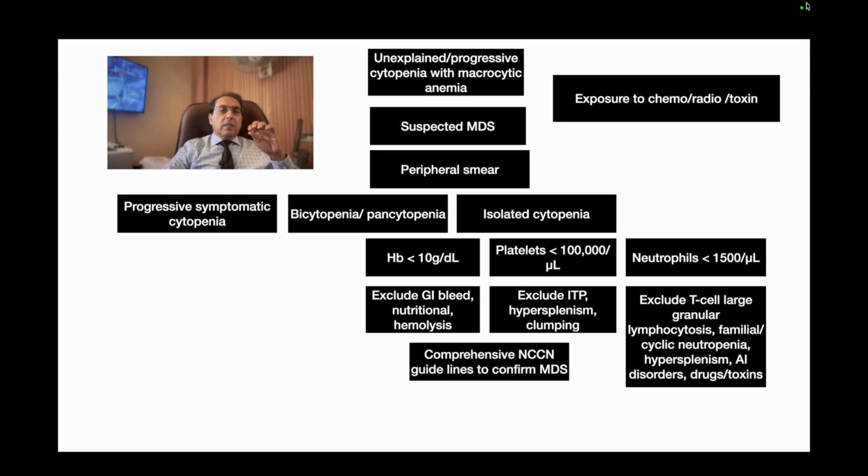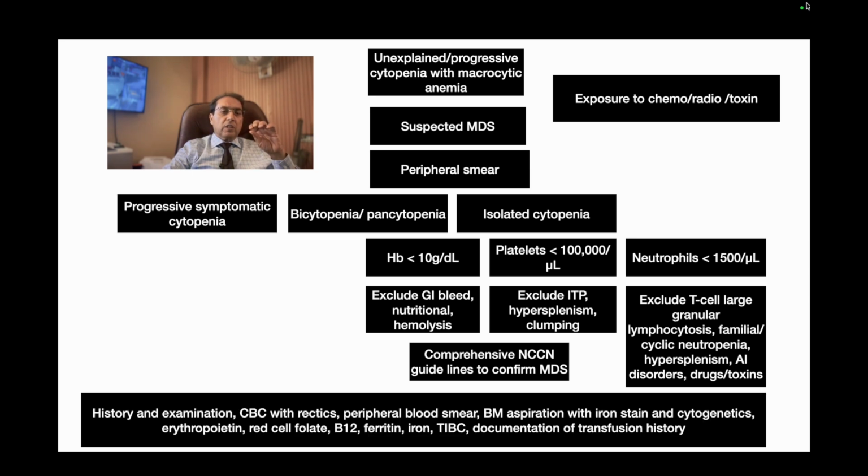The NCCN recommends a comprehensive testing for patients who are suspected of having MDS. They include history and physical examination, complete blood count with retics, peripheral blood smear, bone marrow for iron stain and cytogenetics, erythropoietin, red cell folate, B12, ferritin, iron, TIBC, and documentation of transfusion history. The patient may be referred for specialist assessment.